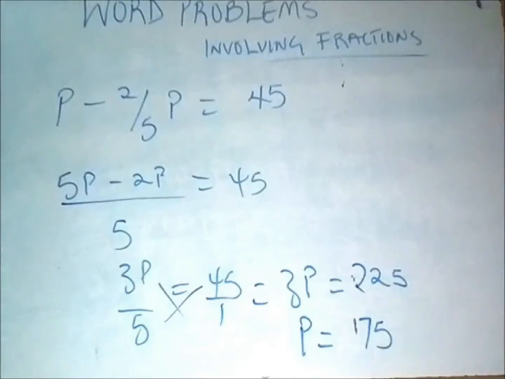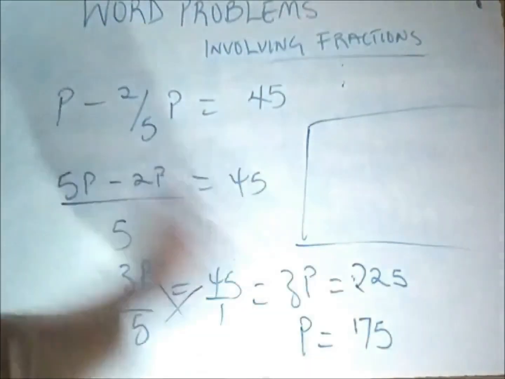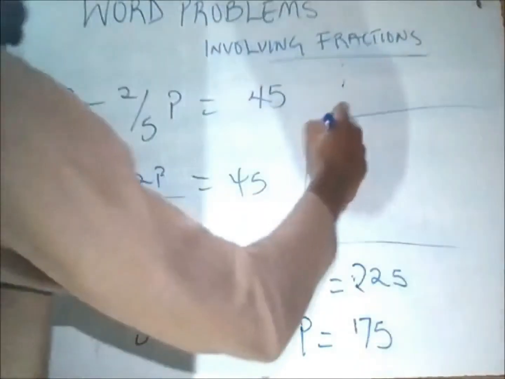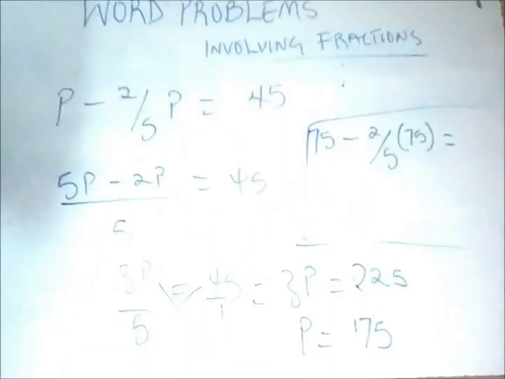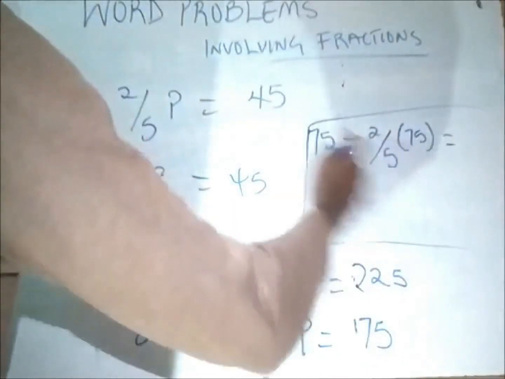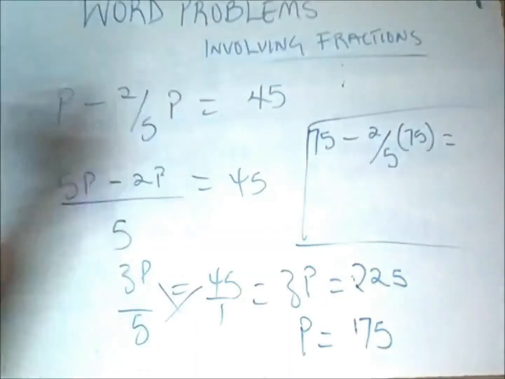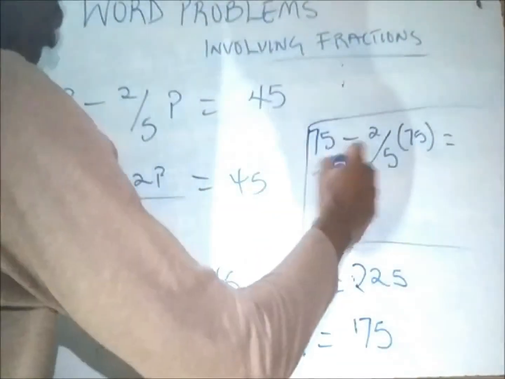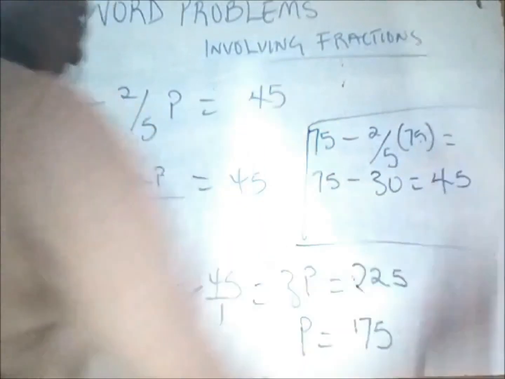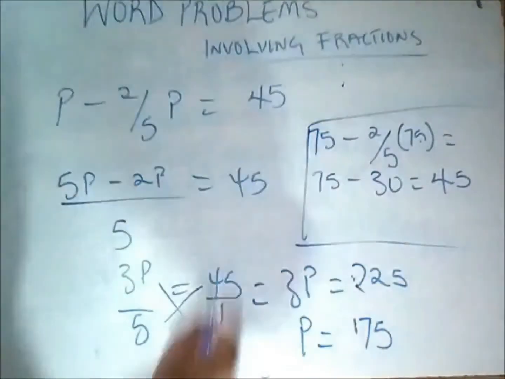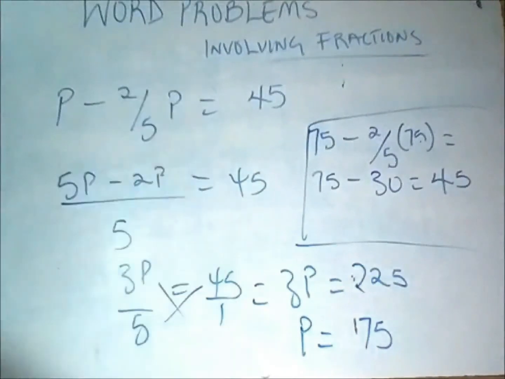So if you want to check to see if you get back 45, let me do it somewhere here. We could just insert this P here, 75 minus 2 over 5 bracket 75. Let's see if we'll get 45. So we insert 75 there and 75 here. So we have 75 minus, 5 into 75 is 15, times 2 is 30. We have 45. So that is it. So we get back what we actually have remaining from what we spent.